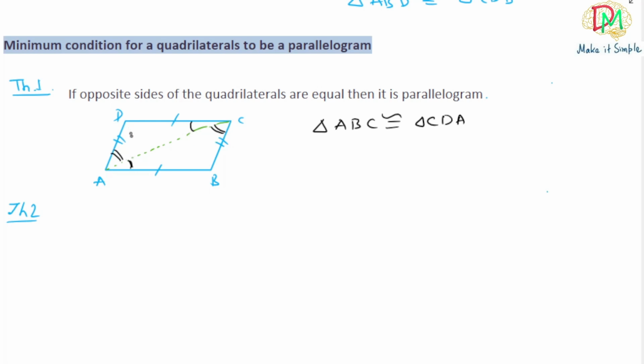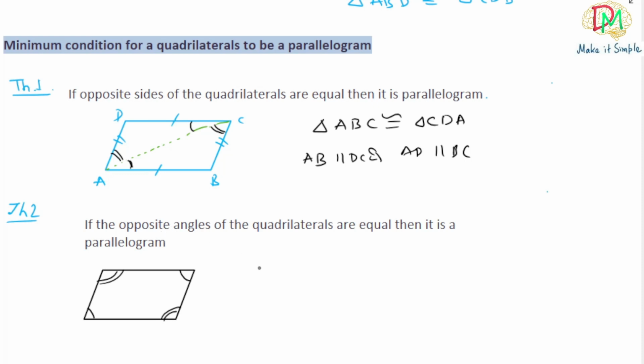from these alternate interior angles that AB parallel to DC and you can say AD parallel to BC. So ABCD is a parallelogram. Next theorem, second condition is, if the opposite angles of a quadrilaterals are equal, then it is a parallelogram. How we can prove that?